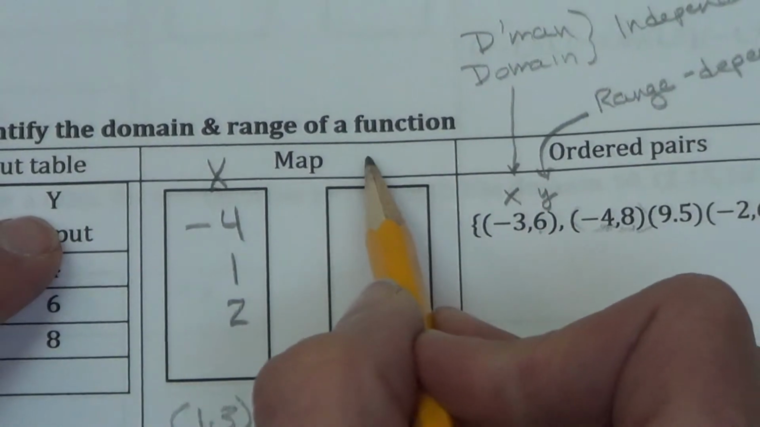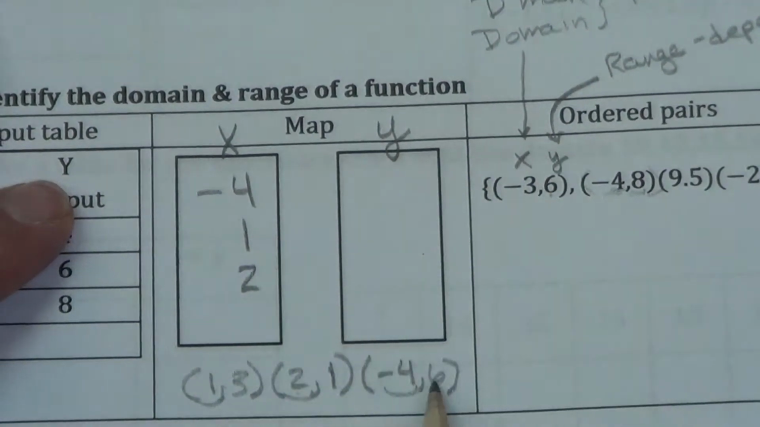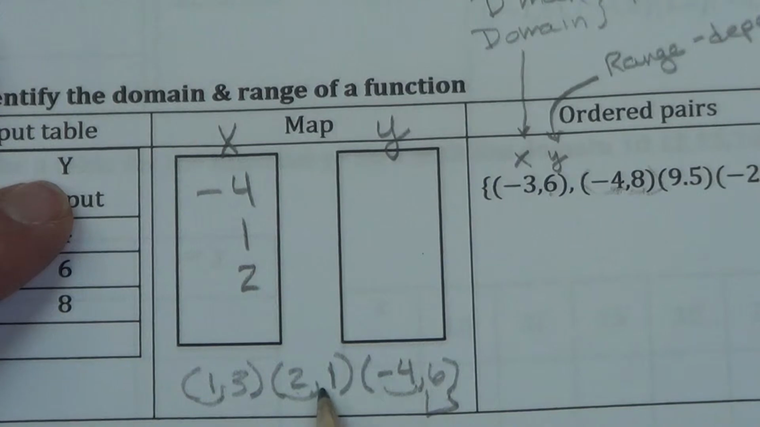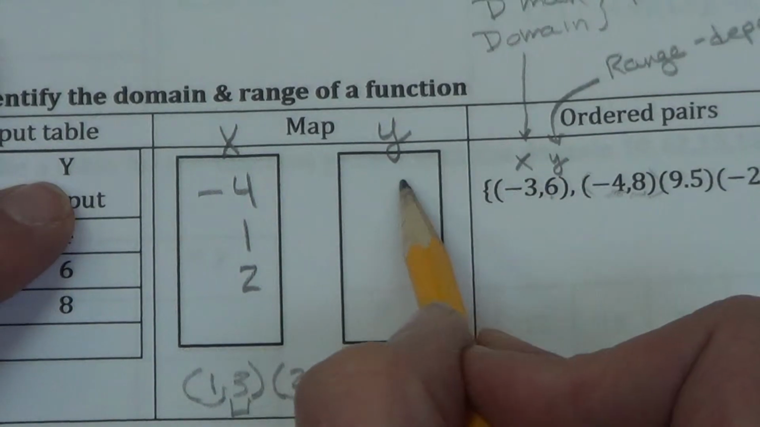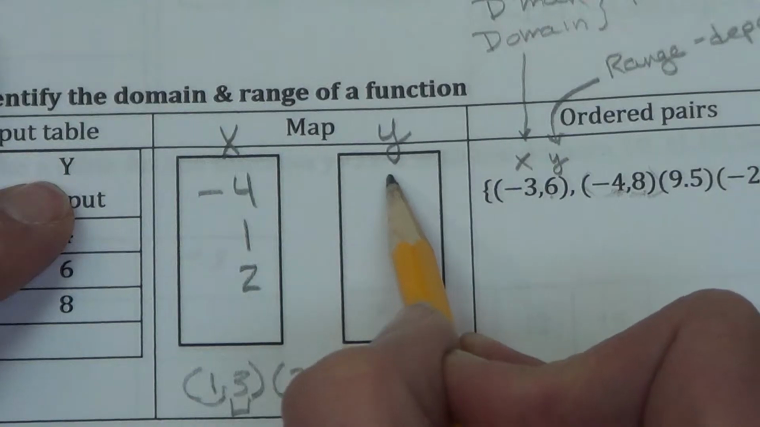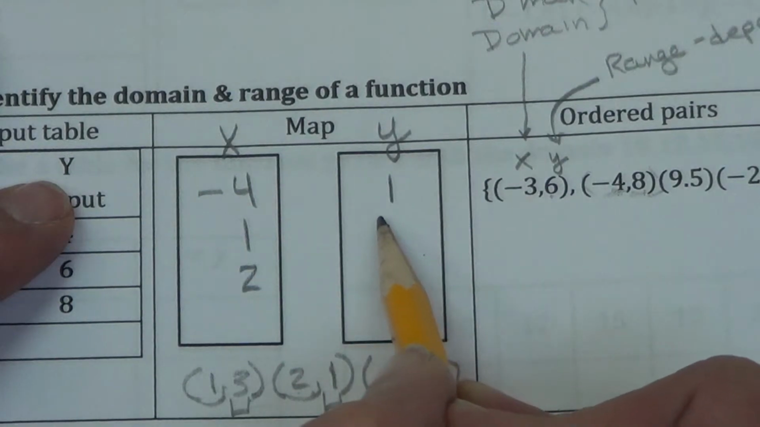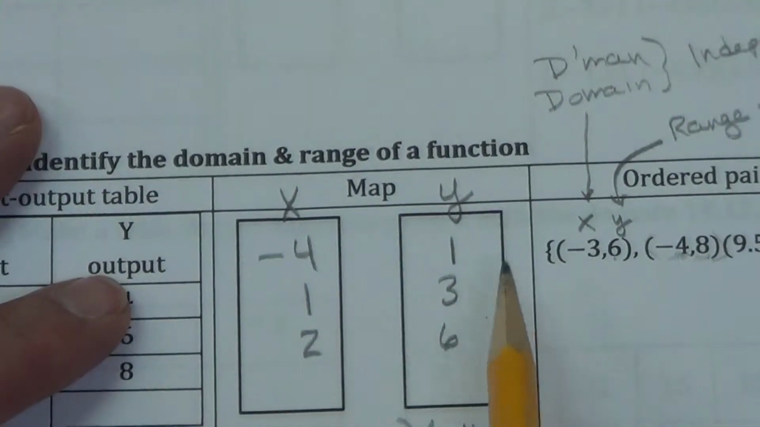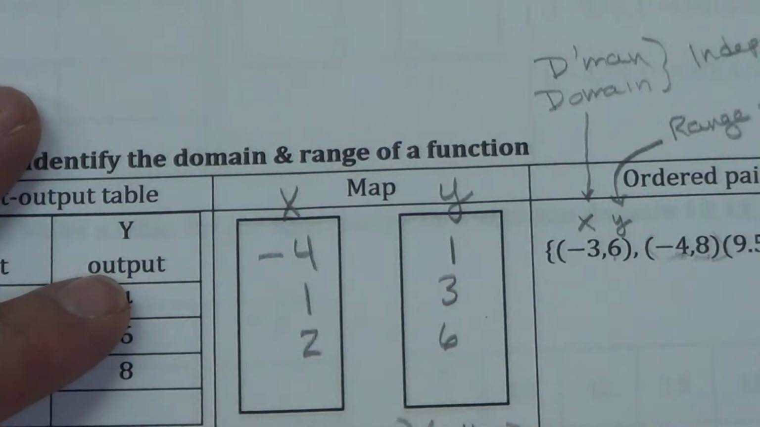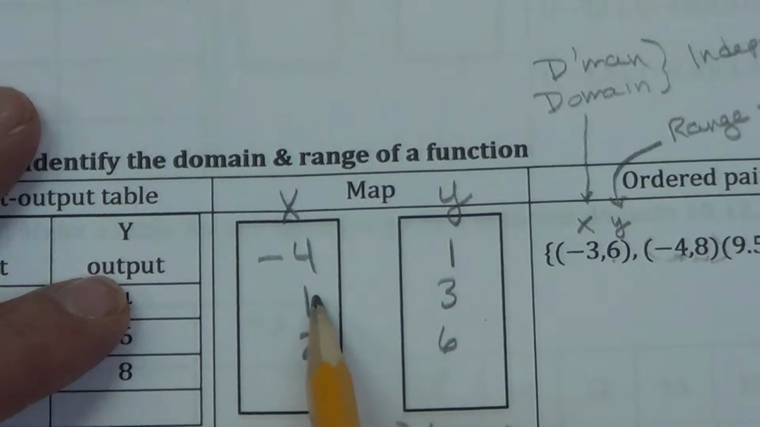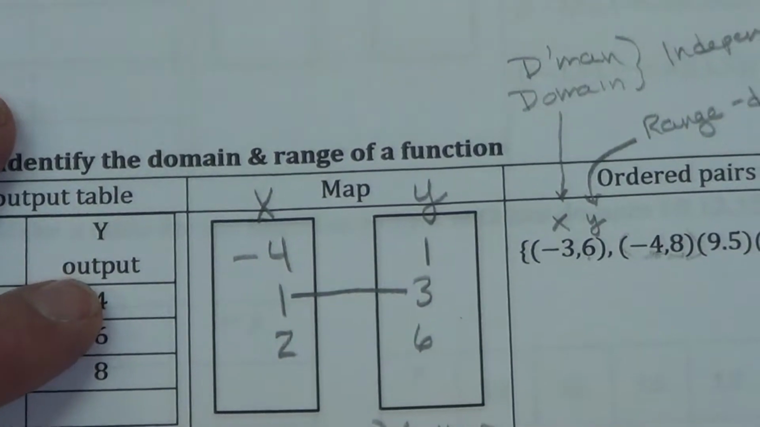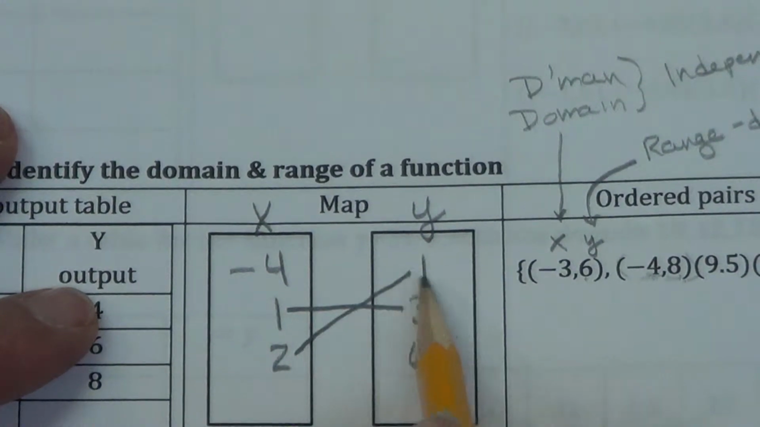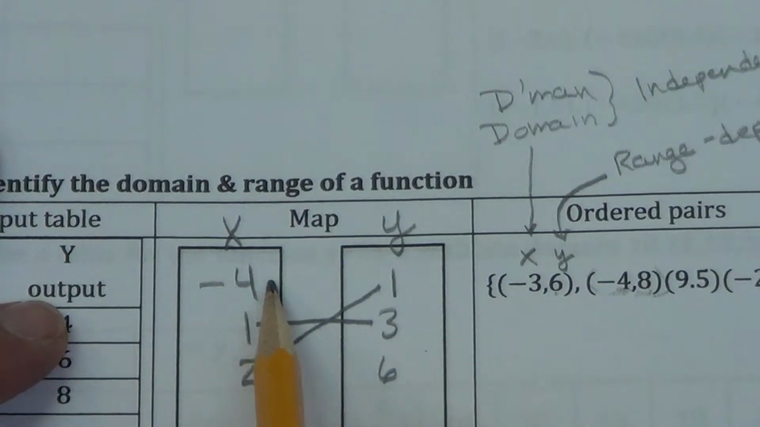With range, that's your y. She follows. We have 6, 1, and 3. We put the lowest or the least first, 1, and then 3, and then 6. Now with a map, we connect with a line who the partners are. So 1 is with 3, 2 is with 1, and -4 is with 6.